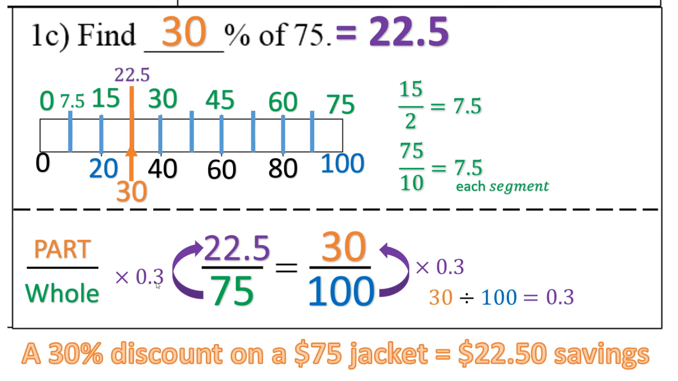This would be the type of problem where you'd find a 30% discount on a $75 jacket. The answer represents $22.50 of savings. So the discount saves you $22.50.